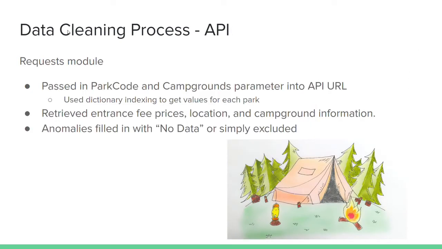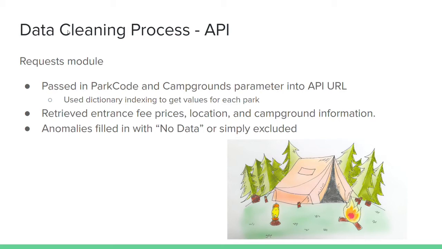The API had a much larger variety of parks than the downloaded dataset, so we narrowed our search in the API down to a specific list. First, we passed in the general parks parameter into the URL to get the entrance fee and entrance pass prices. We used the same processes to get the state that each park was in and its latitude and longitude. Both processes utilized dictionary indexing.